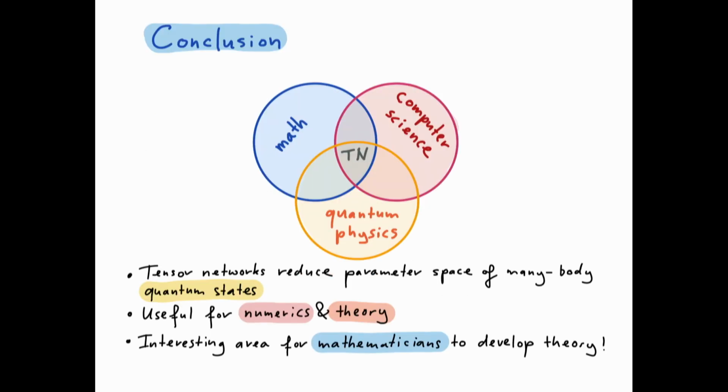All right, so in conclusion, tensor networks are a very nice tool, I think, that are on the interface between math, computer science, and quantum physics. They're useful for numerics, they're useful for theoretical physics, but I think it's also a very interesting area for mathematicians to improve the theoretical tools.